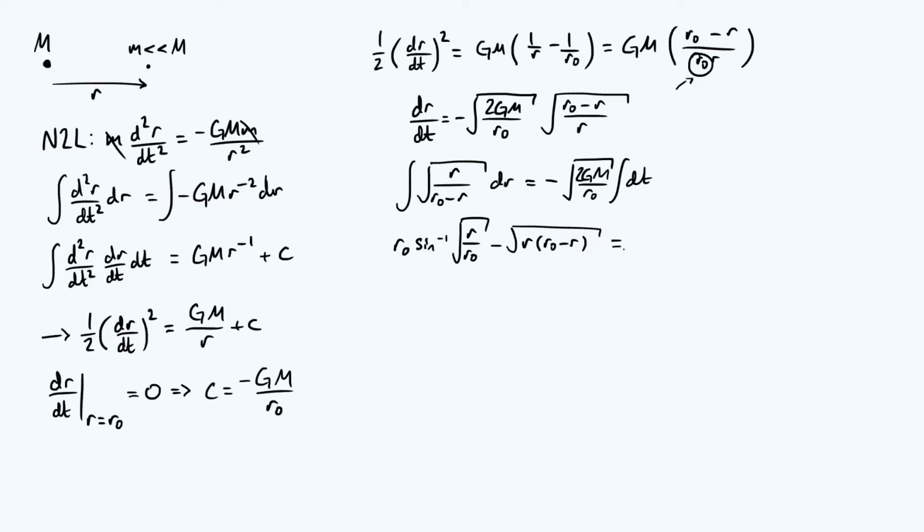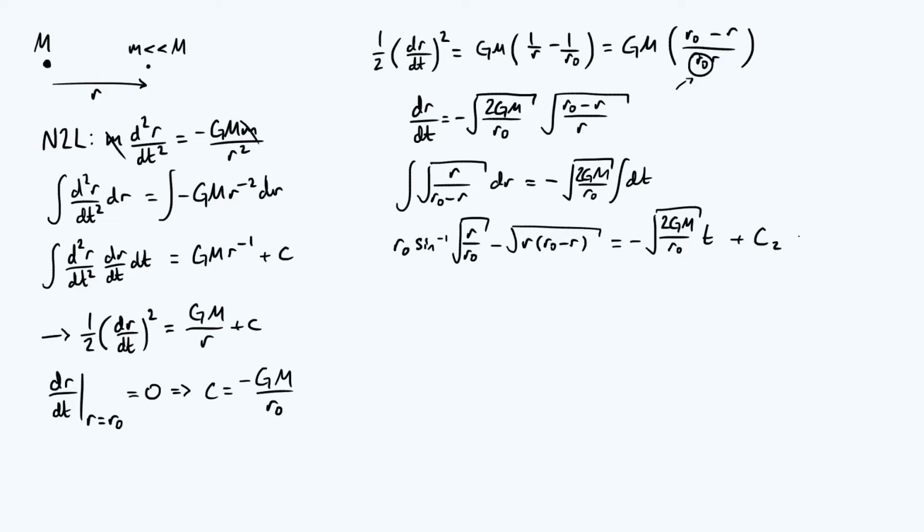Okay, I'm going to put the constant of integration on the other side. So the other side is going to be minus the square root of 2GM over r0 times time, right, just from the integral of dt, plus some constant of integration. I already used c earlier, so I'm going to call this c2.